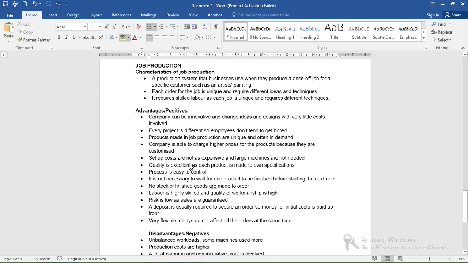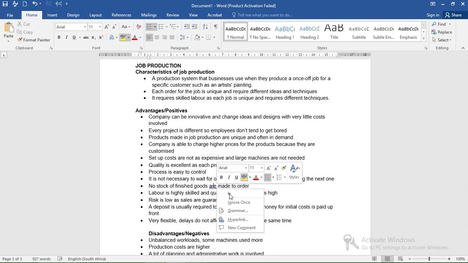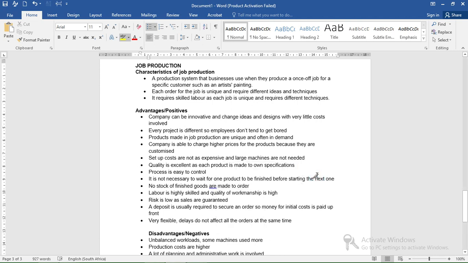Quality is excellent, as each product is made to own specifications. Yes, it requires high quality. Quality is of the essence, very important here. The process is easy to control, and it is not necessary to wait for one product to be finished before starting another. You can do different projects at the same time. No stock is actually going to be kept because every project that you do is already in demand and is already wanted by somebody. You are doing it for a certain customer who has already ordered it.